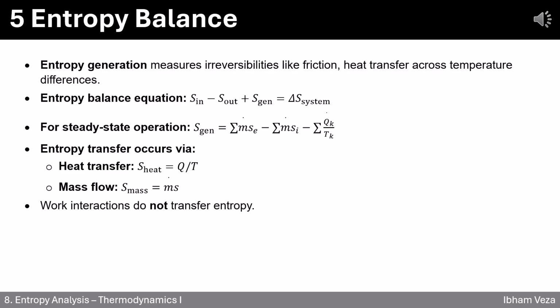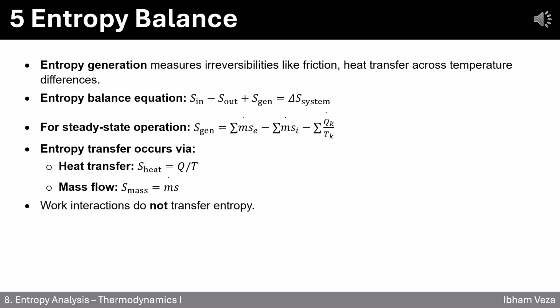The key tool here is the entropy balance equation. It tracks how entropy comes in, how much leaves, and how much is generated due to losses. In steady-state systems, where conditions don't change with time, we simplify the equation to relate entropy flows at the inlet and outlet, plus any entropy added through heat transfer.